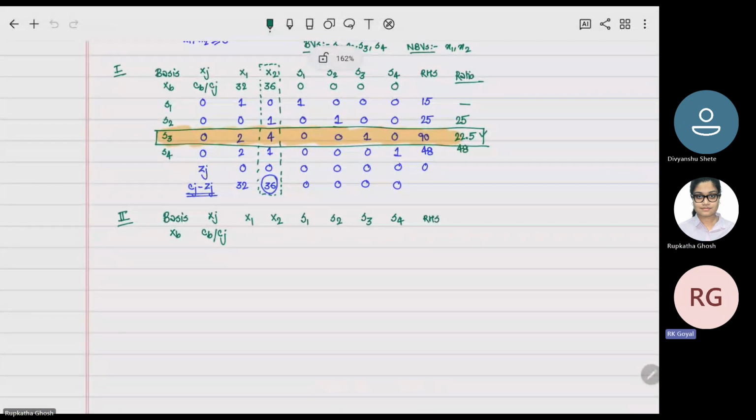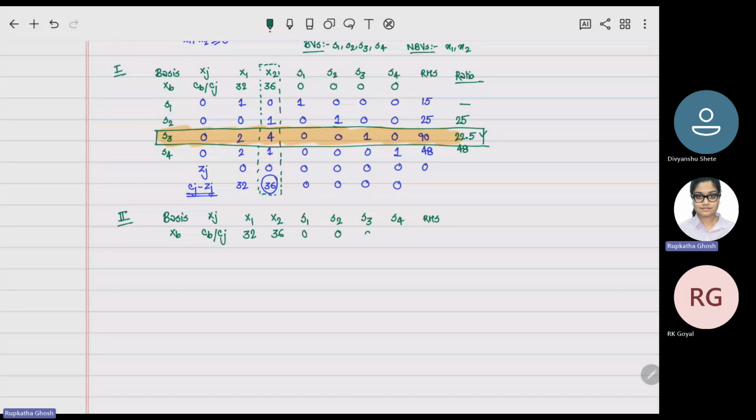So what does it mean? What is this 36 indicating here? I think I explained this very well in the previous classes. What does reduced cost mean? Because if I keep on repeating, it will eat up the class time. Yes, you are right. So you continue, then I'll refer to the previous class again. Fine.